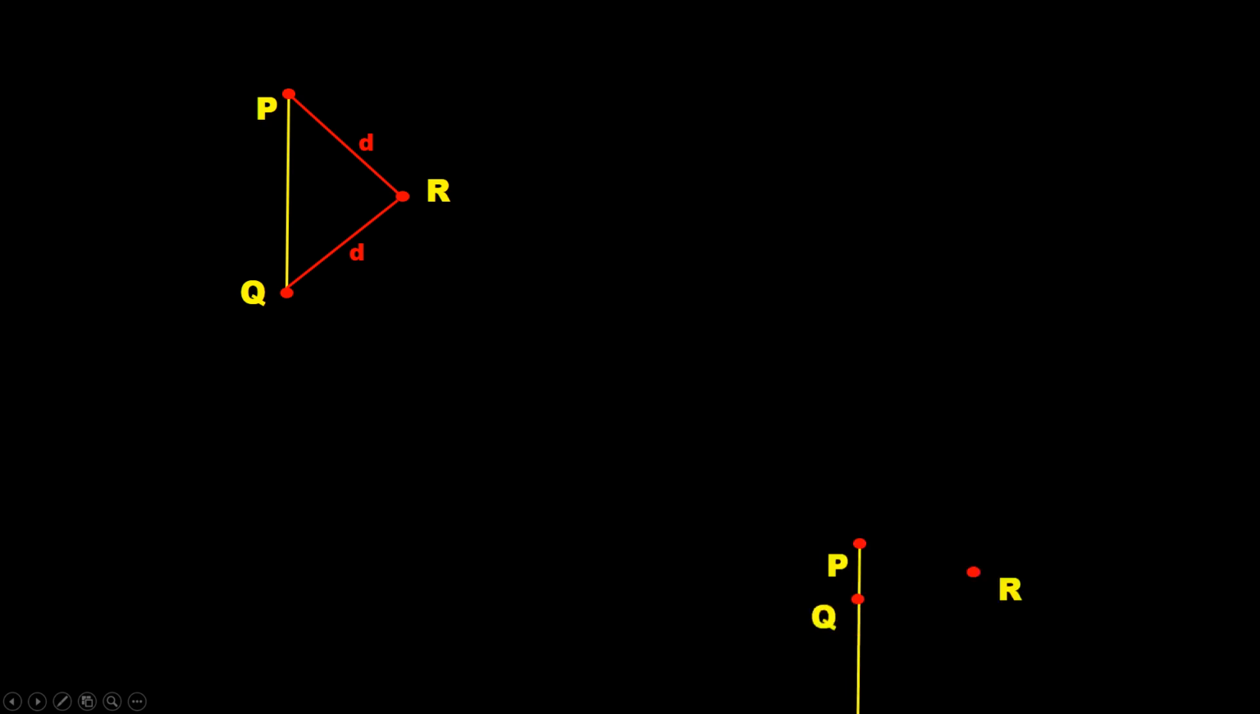where you're using distance. Now the second one, again you know P to Q, and again you want to find the unique position of R.